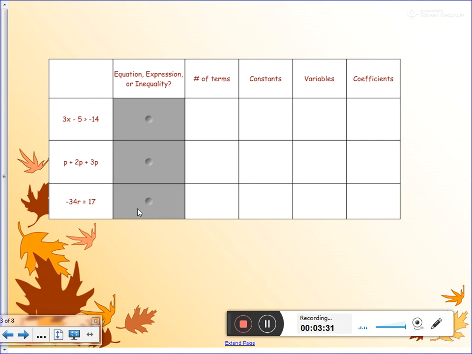Alright, so I'm assuming by now you've answered those. Let's check and see how you did. This first one has a greater than symbol, making this an inequality. The second one, there's no equal sign, there's no inequality symbol, so this is an expression. And the last one, we see an equal sign, making it an equation.